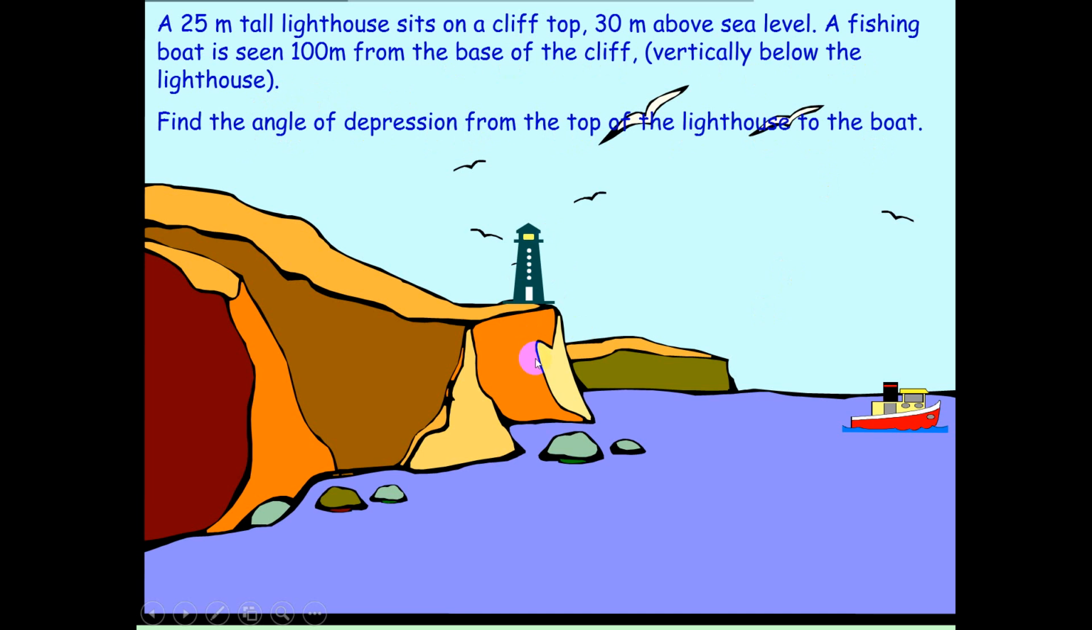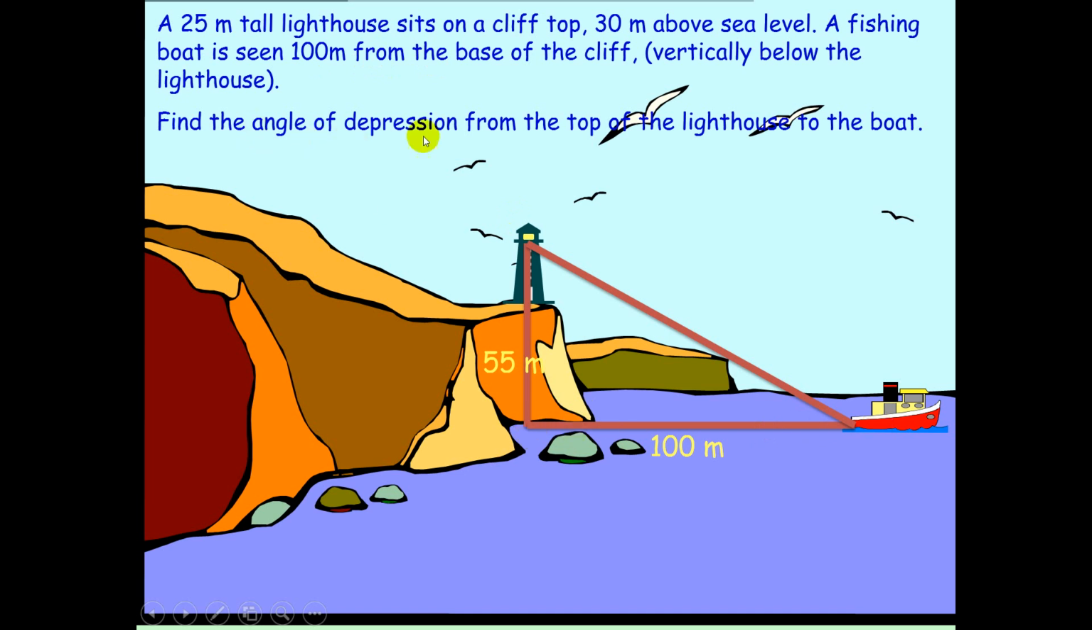If we quickly construct the diagram, we have the lighthouse, we have the boat, and putting it into context of a triangle, according to the question, a 25-meter tall lighthouse. So we know that's 25 meters. It sits on top of a cliff, which is 30 meters. So we get our 30 plus 25, giving us a total distance of 55 meters. We're also given it is 100 meters from the base. So from the boat to the base of the cliff, we have 100 meters.